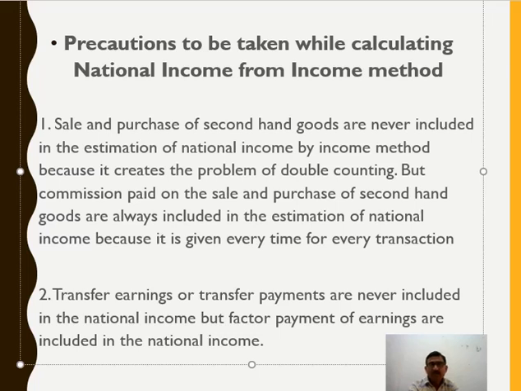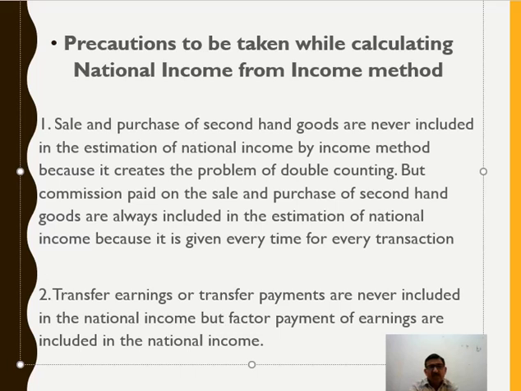Now, when you use the income method to measure national income, certain precautions must be taken while using the income method to calculate national income. First and basic precaution: sale and purchase of second-hand goods is never included in the estimation of national income, because it creates the problem of double counting. But commission paid on the sale and purchase of second-hand goods is always included in the estimation of national income.